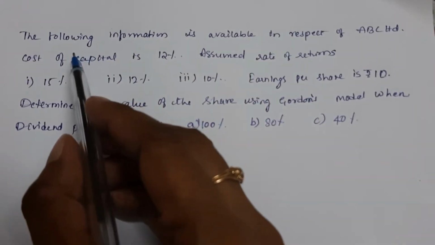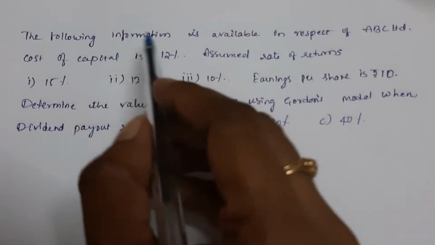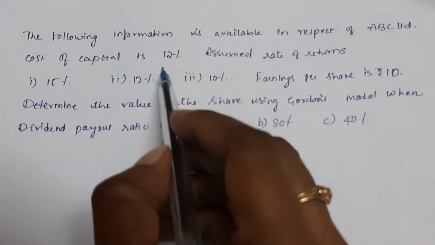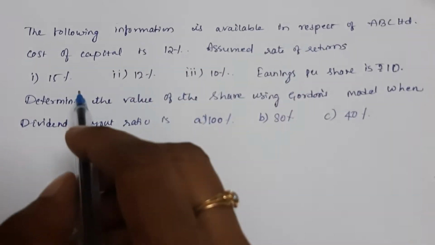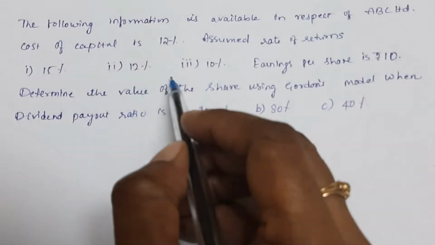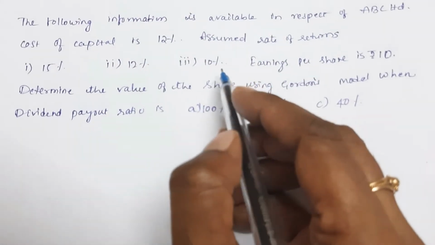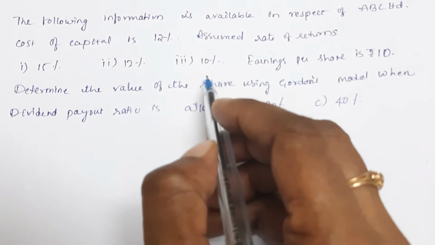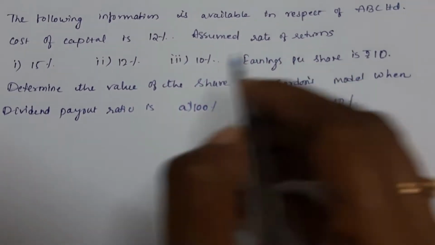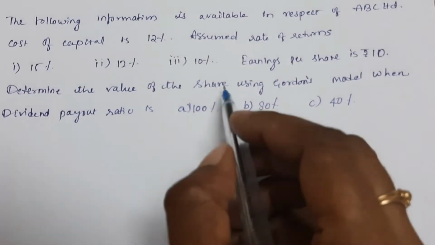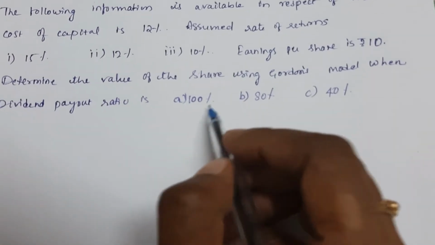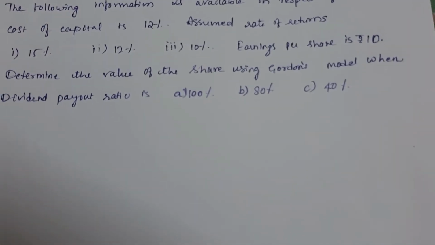We'll see a sum on Gordon's model now. The following information is available in respect of ABC Limited. Cost of capital is 12%. Assumed rates of return are 15%, 12% and 10%, and these percentages are helpful to determine whether the firm is a growth firm, a declining firm or a normal firm. Earnings per share is rupees 10. Determine the value of the share using Gordon's model when the dividend payout ratio is 100%, 80% and 40%.